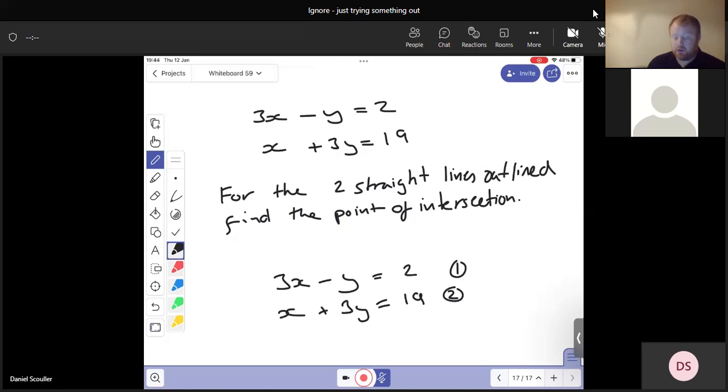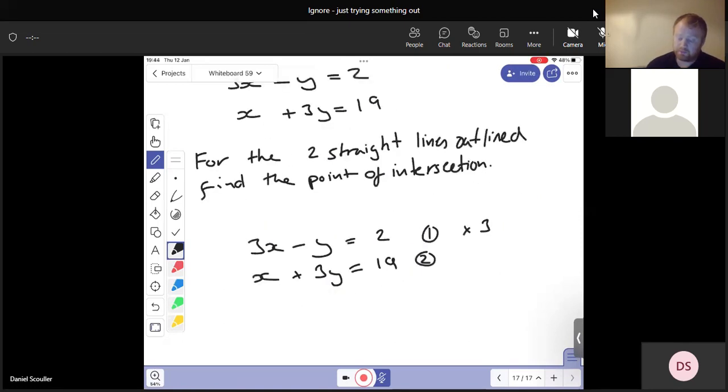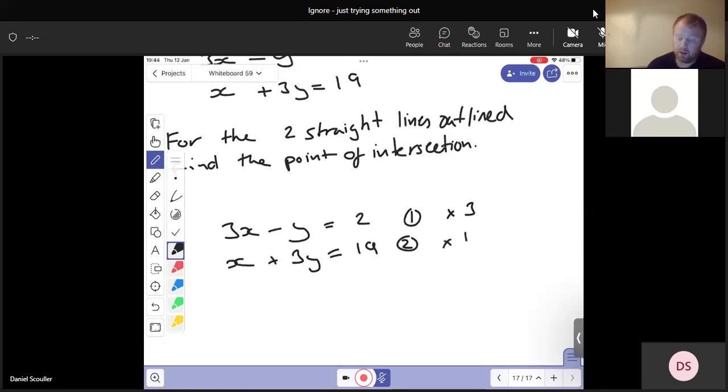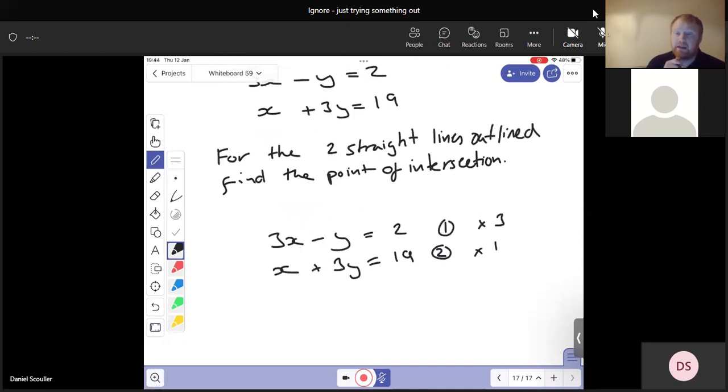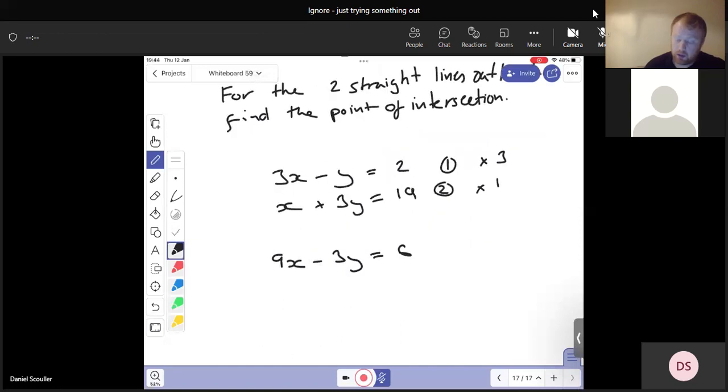Again, I'm going to put the same number in front of the y terms. So I'm going to multiply that top line by 3. And I'm going to multiply that bottom line by 1. Again, we just need to be careful with the signs as we go through this. That top term is going to go to 9x minus 3y equals 6. That bottom term stays x plus 3y equals 19.